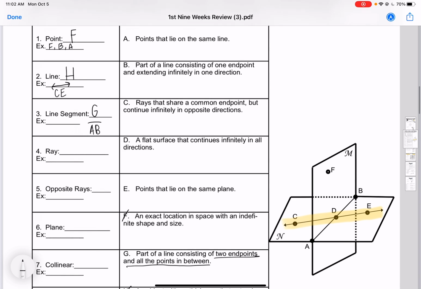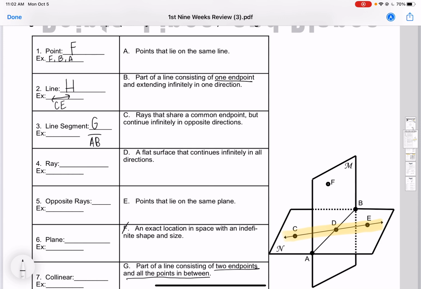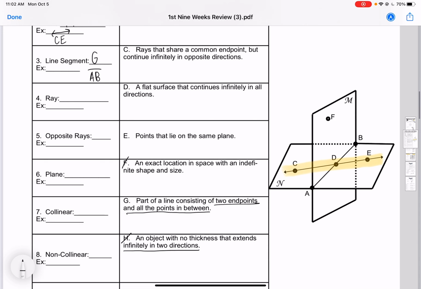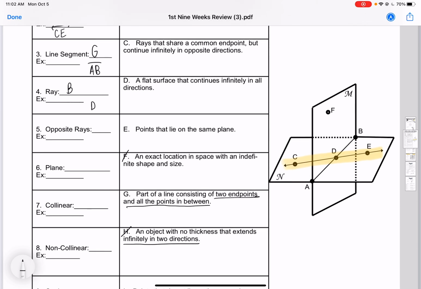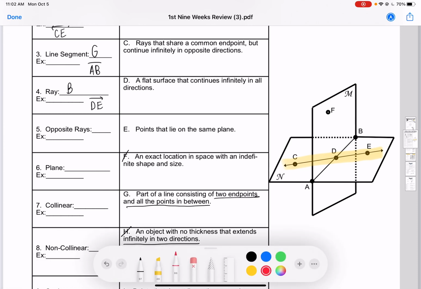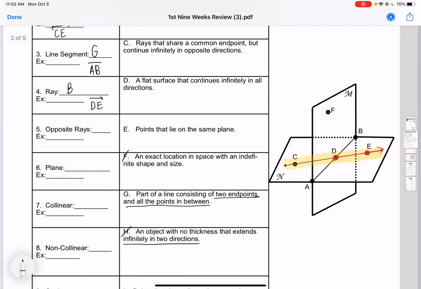All right, a ray. A ray is a part of a line that's consisting of one endpoint and extending infinitely in one direction. So that is B. So like DE is a ray. But so is DC, okay? It starts at point D. It starts at point D and it goes through point E. Okay. Opposite rays are pretty much rays that share a common endpoint but continue infinitely in opposite directions. So it would start with DE because DE is a ray, but then we need another ray that starts at point D, which in this case is ray DC.